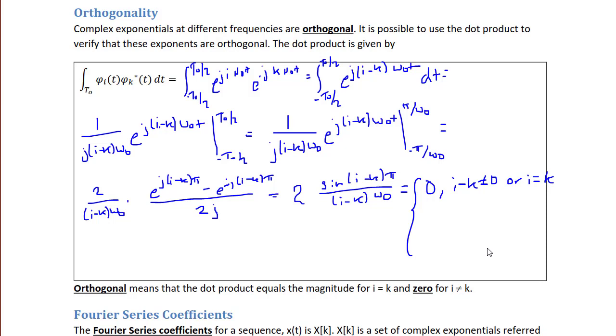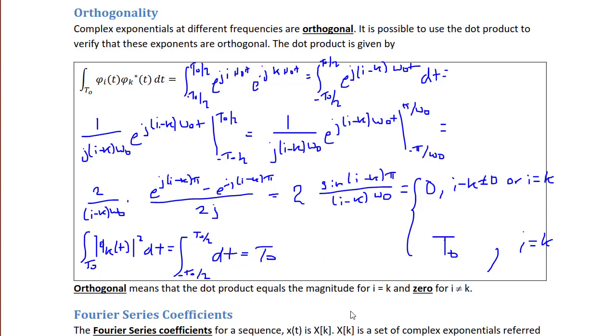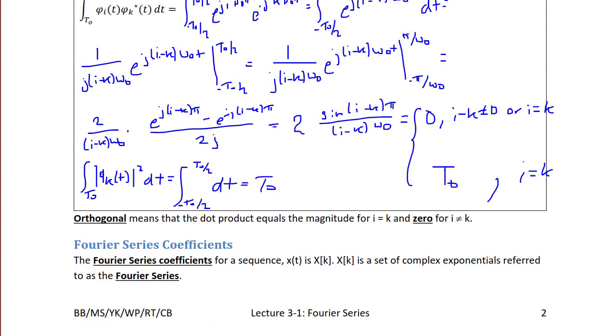So now let's determine what happens when i is equal to k. If i is equal to k, then the integral over T naught of phi sub k of t, the magnitude squared, dt, because remember, when you multiply a function phi sub i of t times its conjugate, it gives you the magnitude squared. Then this would be equal to the integral from negative T naught over 2 to T naught over 2 of dt, which equals T naught. So when i is equal to k, you get T naught. So in summary, orthogonal means that the dot product equals the magnitude for i equals k and 0 for i not equal to k.